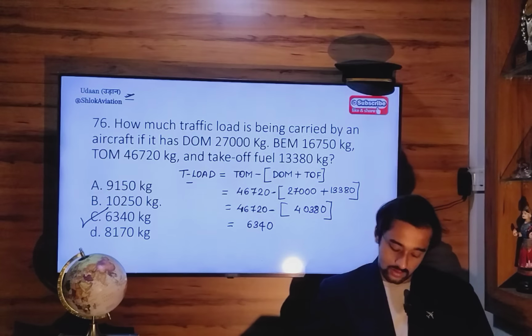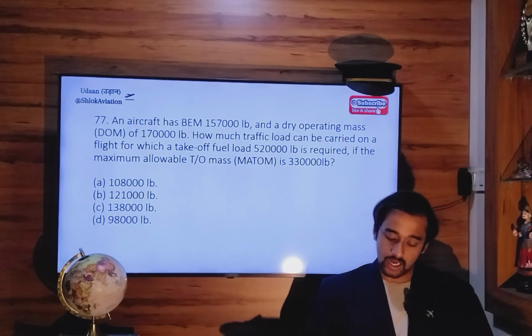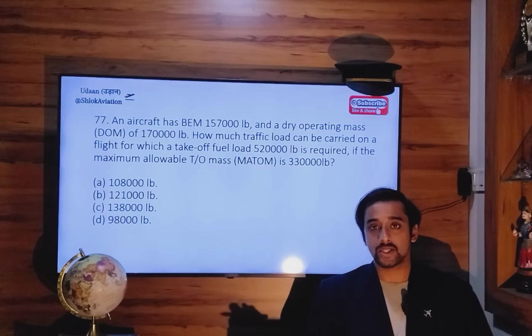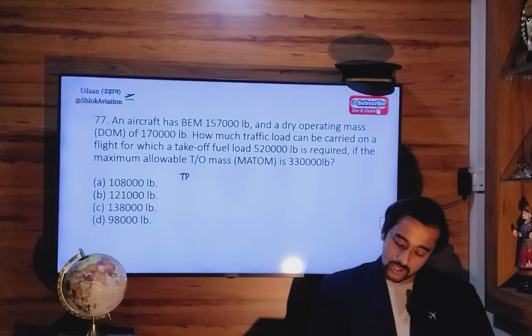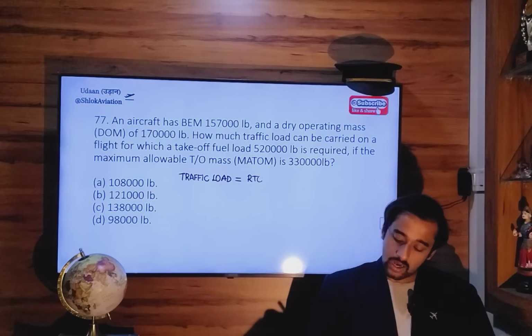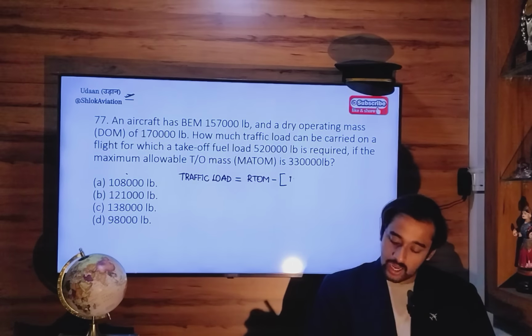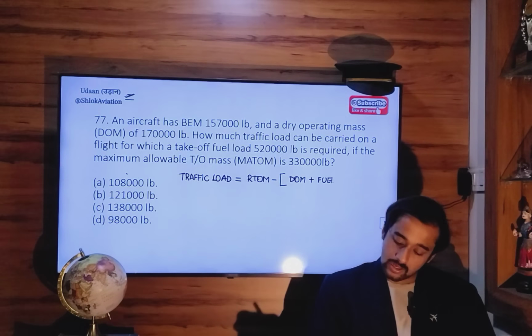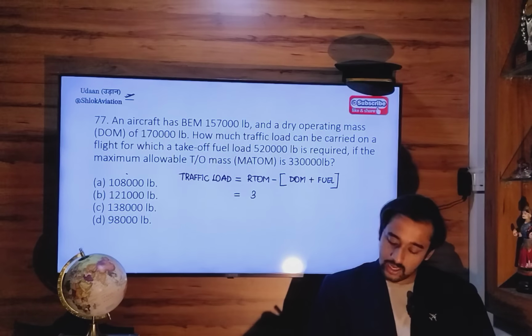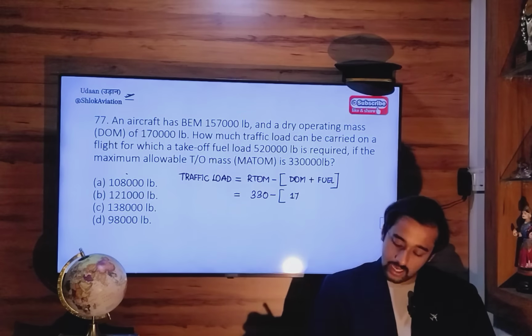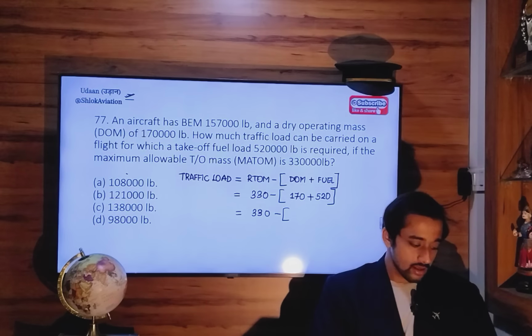Question 77. Aircraft has a basic empty mass, dry operating mass. How much traffic load can be carried on a flight for which a takeoff fuel is given to you and takeoff mass is also given? Simple. Traffic load equals regulated takeoff mass minus dry operating mass plus takeoff fuel. Substitute all the values. Takeoff mass is 330. Dry operating mass is 170. Takeoff fuel is 520. 330 minus 170 plus 520 equals 690.